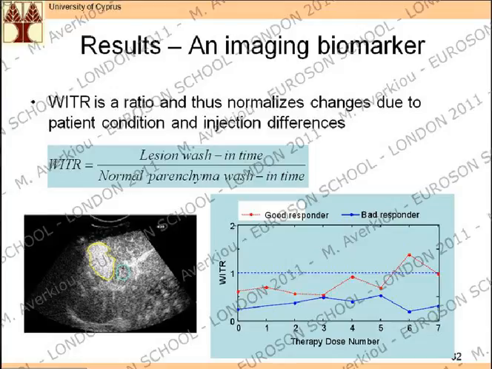And if we take, for example, two patients, a good responder and a bad responder, the good responder starts away from a value of one because the lesion is filling a lot faster than normal parenchyma. And as time goes by, the good responder approaches one, whereas the bad responder starts away from one and stays away from one. This line doesn't approach one.